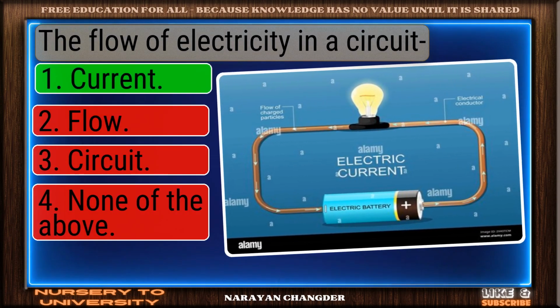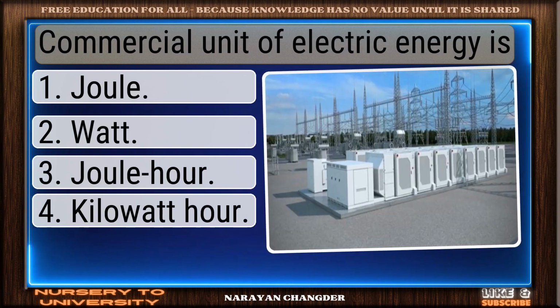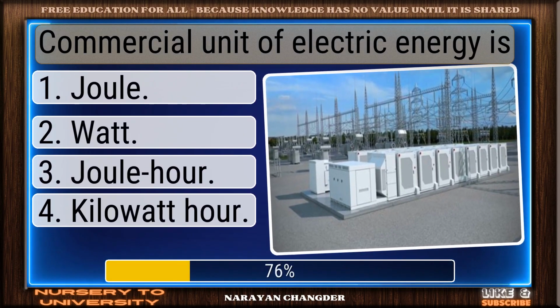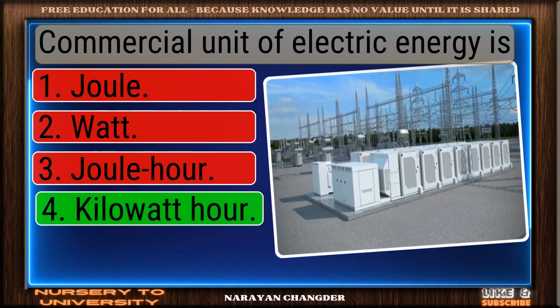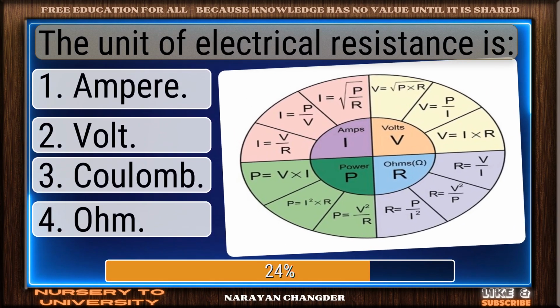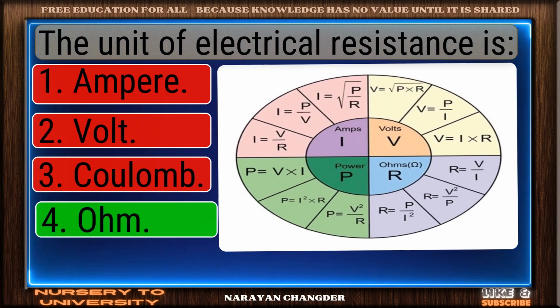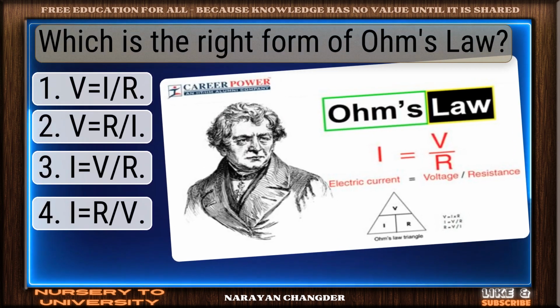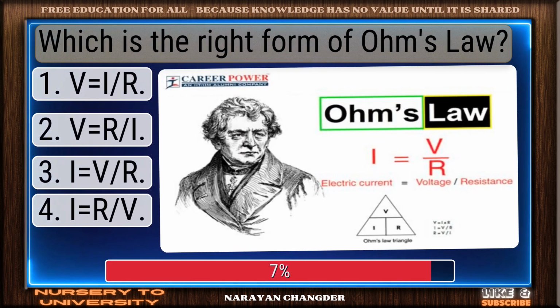On track. Current is correct. Commercial unit of electric energy is. Solid response. Kilowatt hour is valid. The unit of electrical resistance is. Well done. Ohm is right. Which is the right form of Ohm's law?